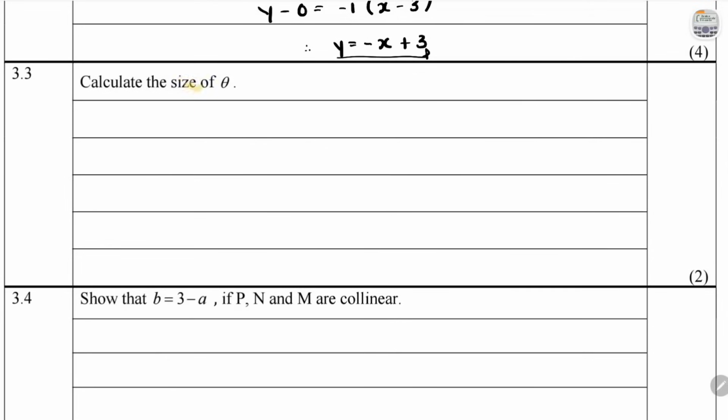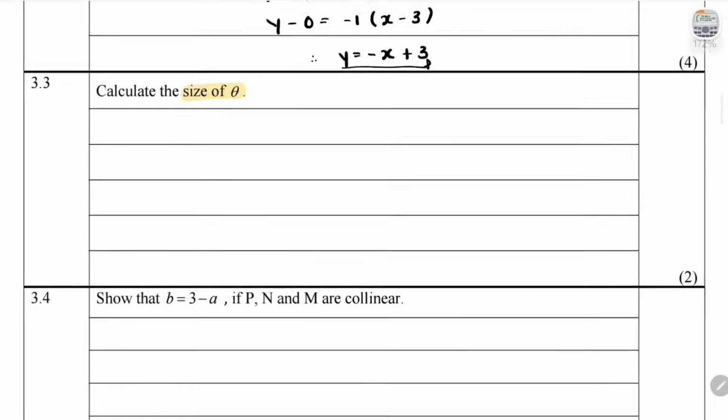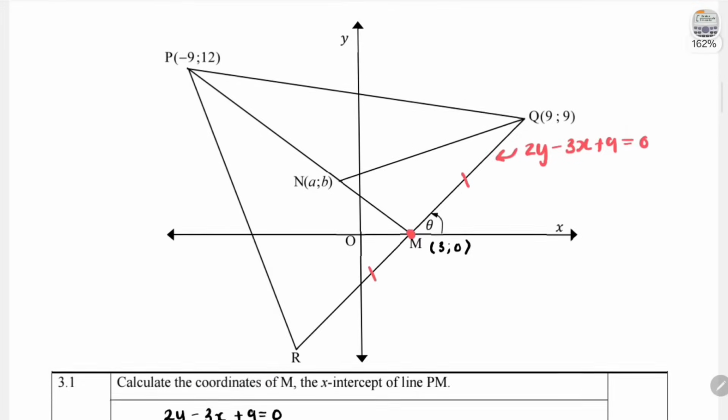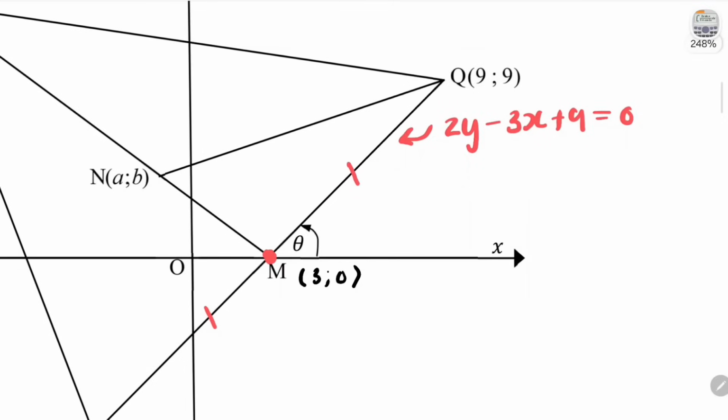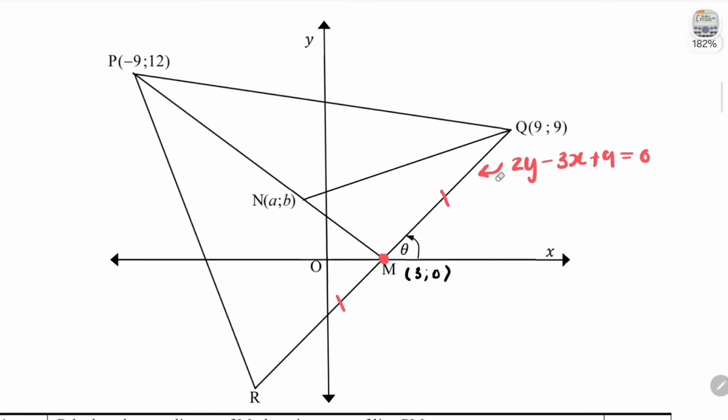Question 3.3 says, calculate the size of theta. Okay, so theta is the angle of inclination of this line QR. So we have the equation of this line, and in order to find the angle of inclination, we use this formula: tan of your angle of inclination theta is equal to the gradient. So in this case, all we need to find is the gradient of this line. Okay, so since we have the equation, we can find it.